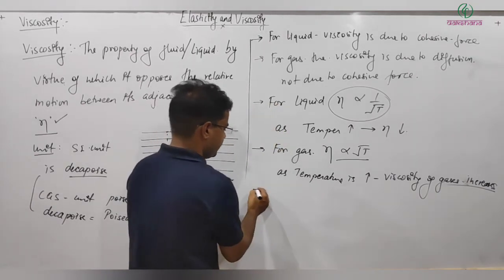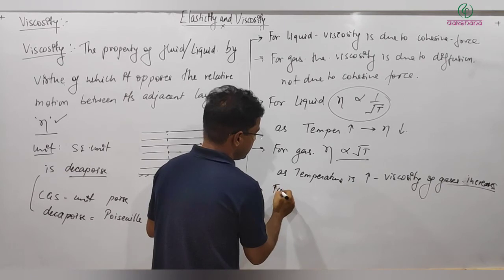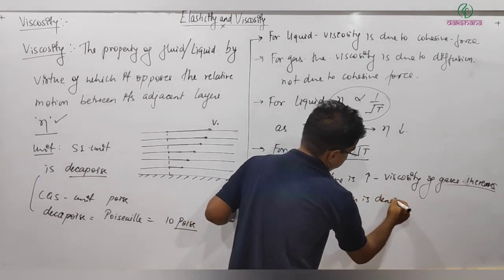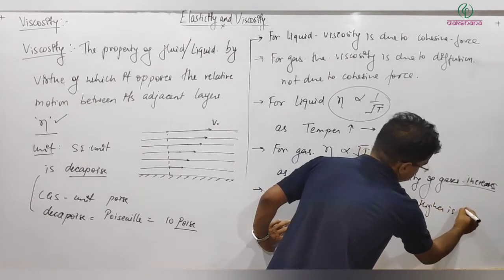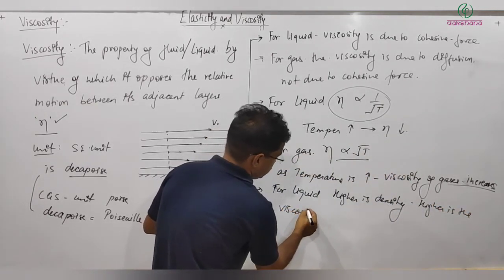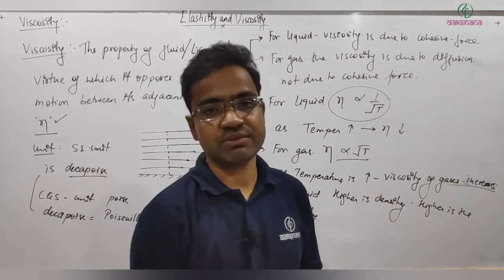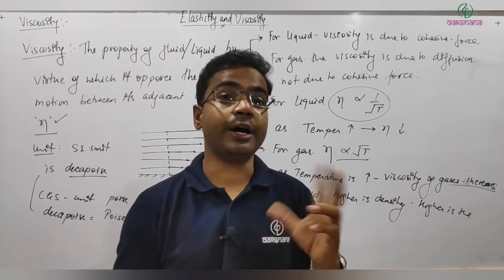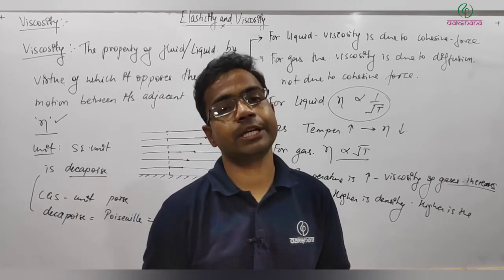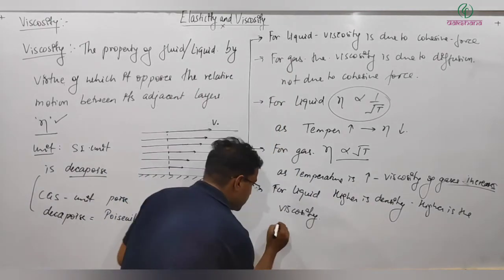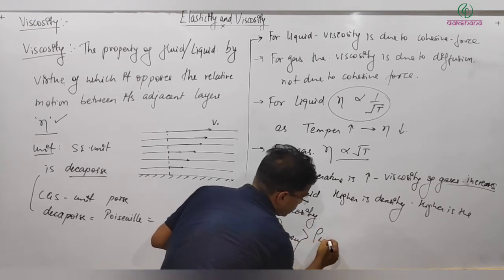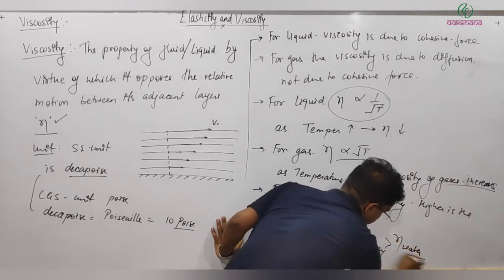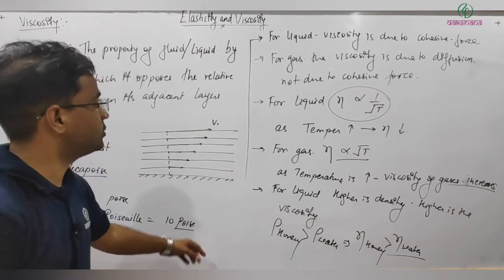For liquid, I can write: the higher the density, the higher the viscosity. So you can expect that if a liquid is denser, its viscosity will be comparatively higher. If you look at honey and water, honey is much denser, so the viscosity of honey is also greater than the viscosity of water. So rho honey is greater than rho water, and that implies eta honey is greater than eta water. That is one of the relations. So these are a few points about viscosity. Let me write a few more.